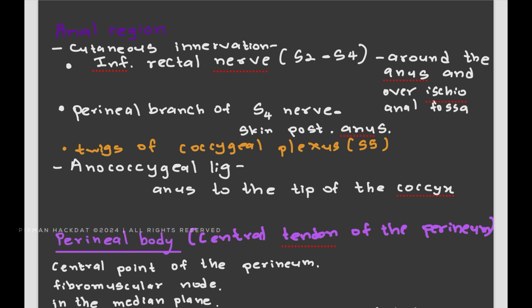Okay, the cutaneous innervation of the anal region. This is supplied mostly by the inferior rectal nerve around the anus and over the ischioanal fossa, and perineal branches of the S4 nerve, skin posterior to the anus, and also twigs of the coccygeal plexus, S5, can be seen. Also the anococcygeal ligament is seen in the anal region. This connects the anus and the tip of the coccyx. Okay, it is a fibromuscular structure.